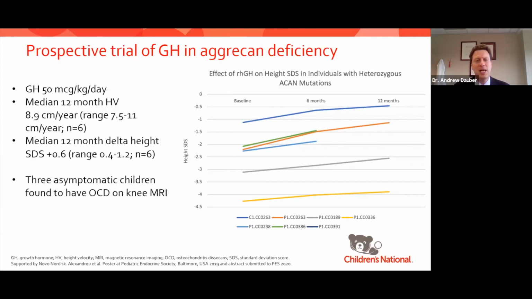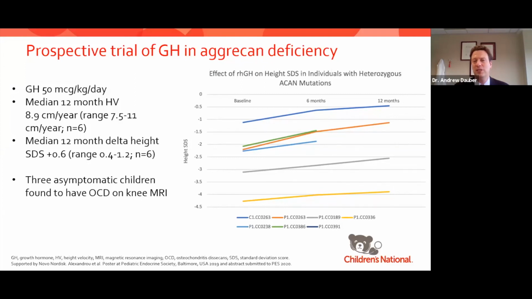When I was at Cincinnati Children's, I launched a clinical trial in collaboration with Dr. Bacaliol, who will be the seminar's next speaker. And this was supported by Novo Nordisk, where we did a trial of growth hormone therapy, again, with it being really the only available therapy to treat these patients, to see if in a standardized prospective trial, we could improve height outcomes in those patients.